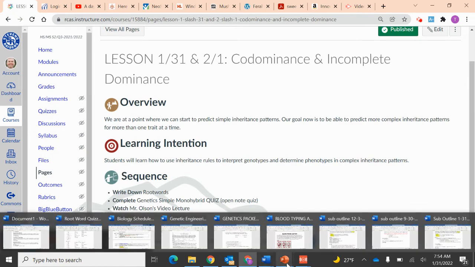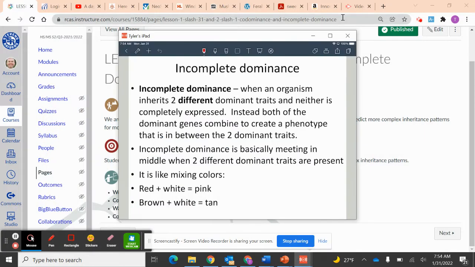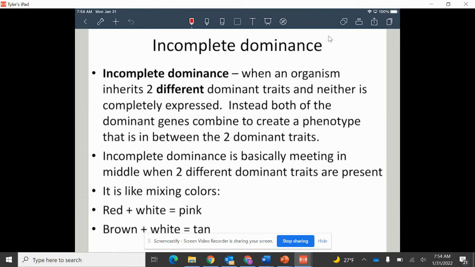Let's look at, make sure I can mirror my screen here. Let's look at how to do some of these incomplete and codominant problems, okay? So as we look at what incomplete dominant is, it's essentially when an organism inherits two different traits and neither is completely expressed, okay? So when you inherit two separate traits and neither one gets completely shown, okay? And I always think of it as sort of a meeting in the middle, all right? And you get some sort of phenotype, or the individual is going to look somewhere in between what the originals look like, okay? So it looks like meeting colors, essentially.